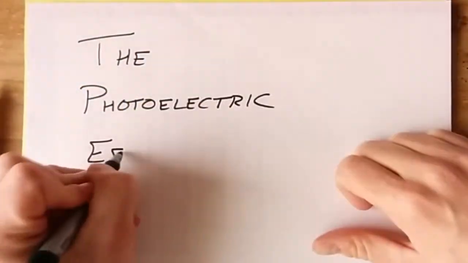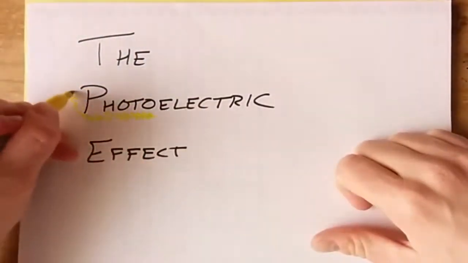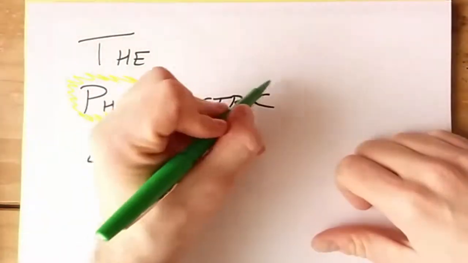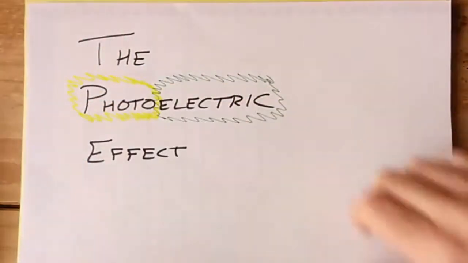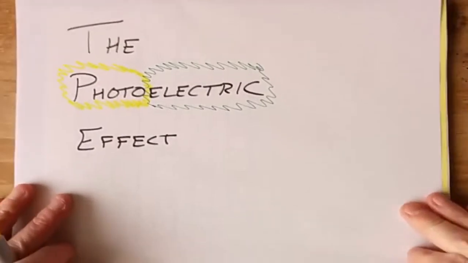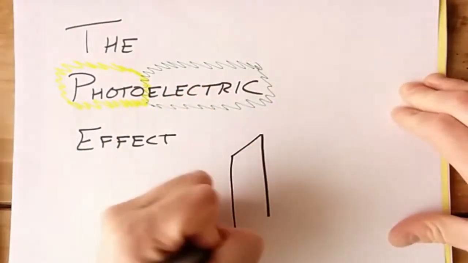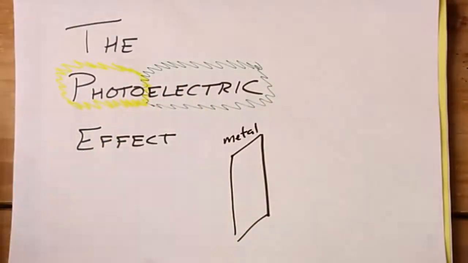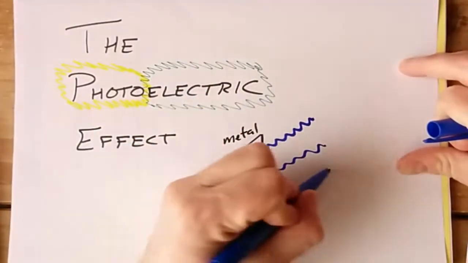So the photoelectric effect, as you might guess, has to do with light, that's where the photo comes from, and some kind of charge, like the electron, that's where the electric stuff comes from. So the photoelectric effect, the main idea, is that you shine light on a metal, and if you do that, electrons can be emitted from the metal.